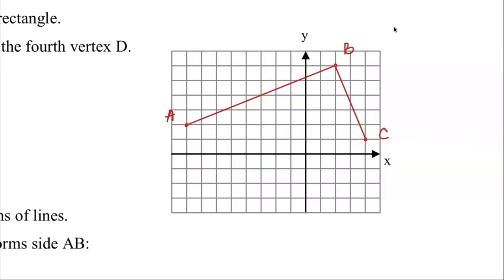So we start from point B. I need to go down by 1, 2, 3, 4, 5 units, and then I need to go right by 1, 2 units. If I copy and paste these two steps on point A, I go down 1, 2, 3, 4, 5, and I go right 1, 2. This point will be point D.